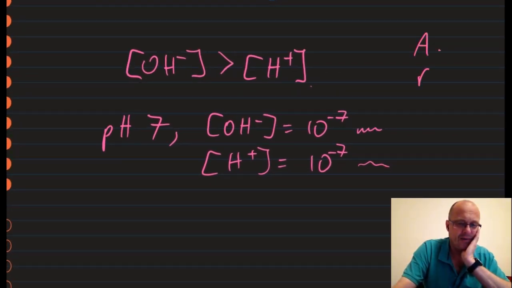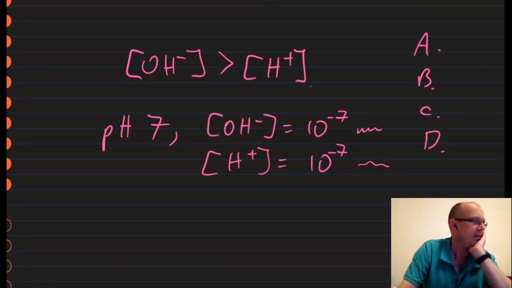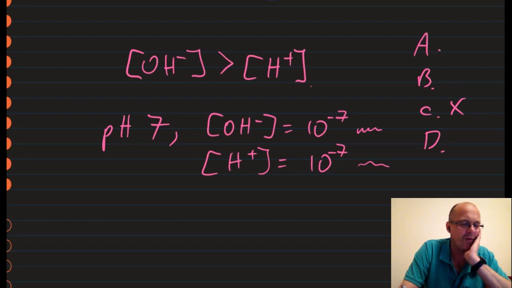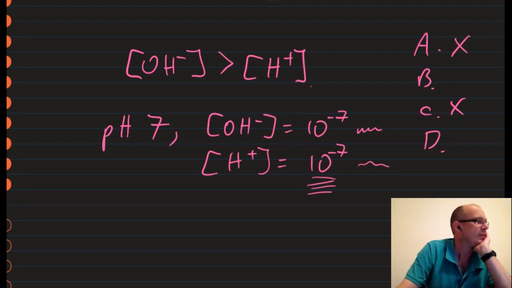A, B, C, D. So C is the easiest one. Solution of pH 4. No, that's acid. That's wrong. The acid concentration is 0.001. So I'm looking at A. The acid concentration is 0.001. No, that's much higher than neutral. It's much more acid than neutral. So that's not going to be basic.